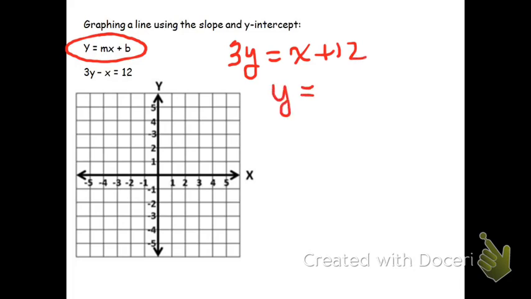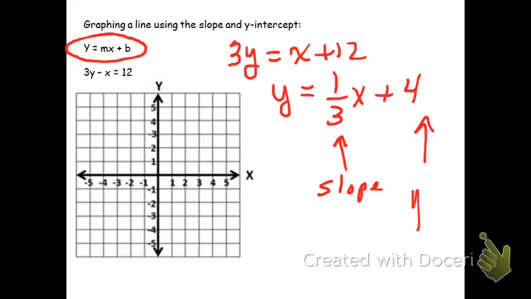Now, dividing by 3 is the same thing as multiplying by 1/3. In other words, if I have x over 3, it's the same thing as writing 1/3 times x. And then 12 divided by 3 is 4. Okay, so there's my slope. And there's my y-intercept. Okay, all right, so you always start with the y-intercept. So I'm going to put my first point right there on the 4.